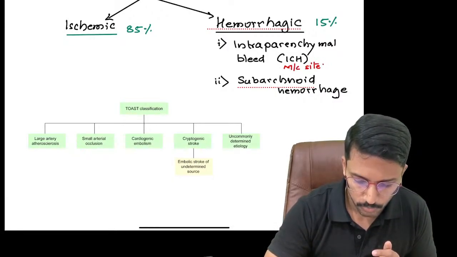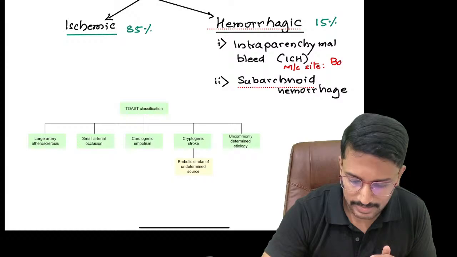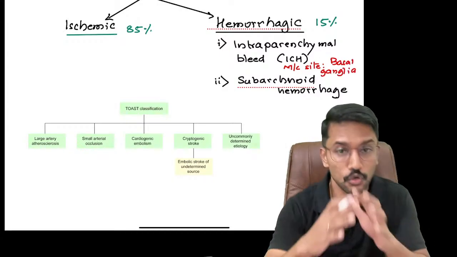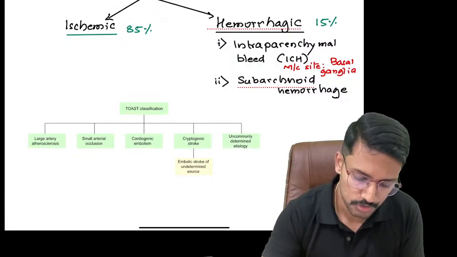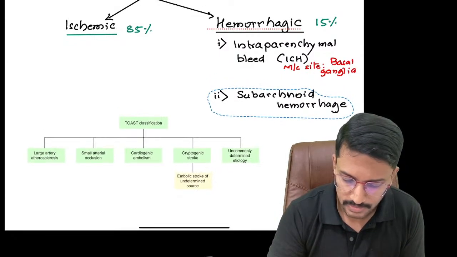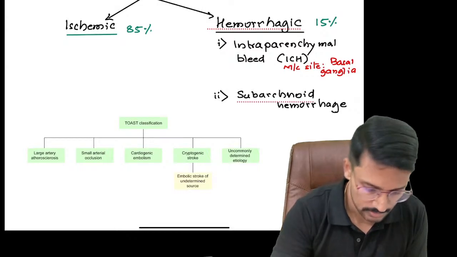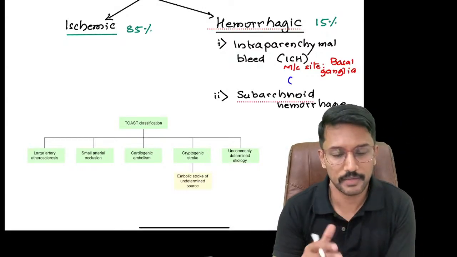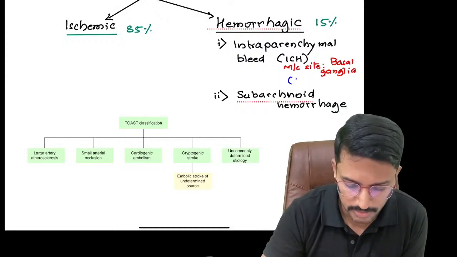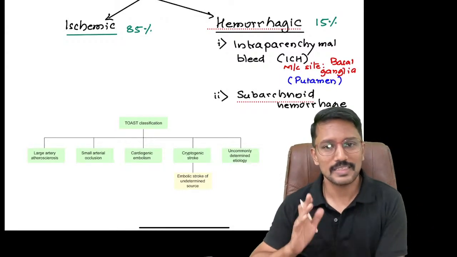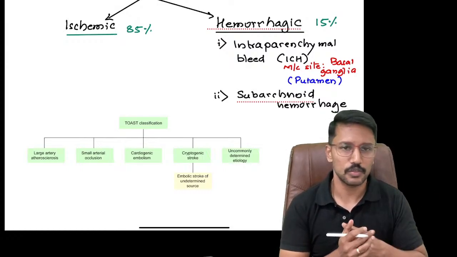This is an MCQ. The most common site is basal ganglia. And you know that basal ganglia have so many nuclei. So sometimes they also ask precisely which nuclei. Yes, the most common cause is hypertension, and the most common nucleus which gets affected by intracranial bleed is putamen. Putamen is the most common site for intracranial bleed in a hypertensive patient.